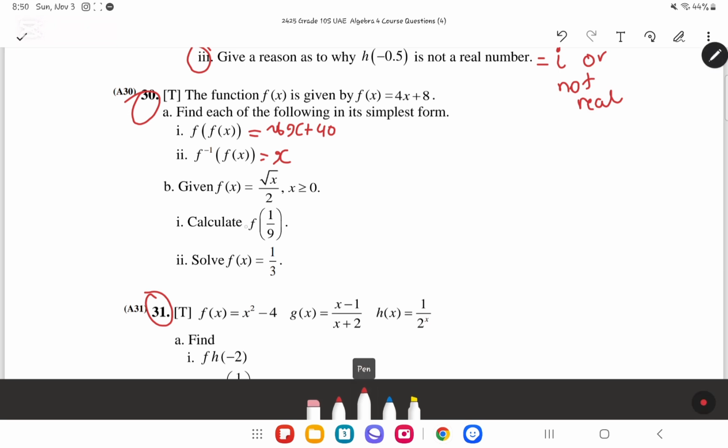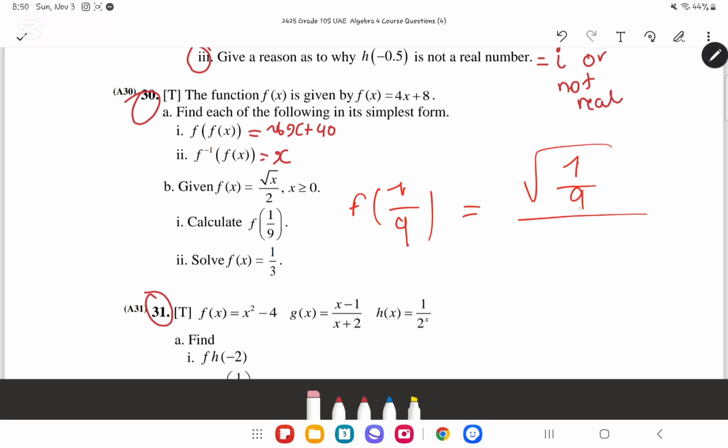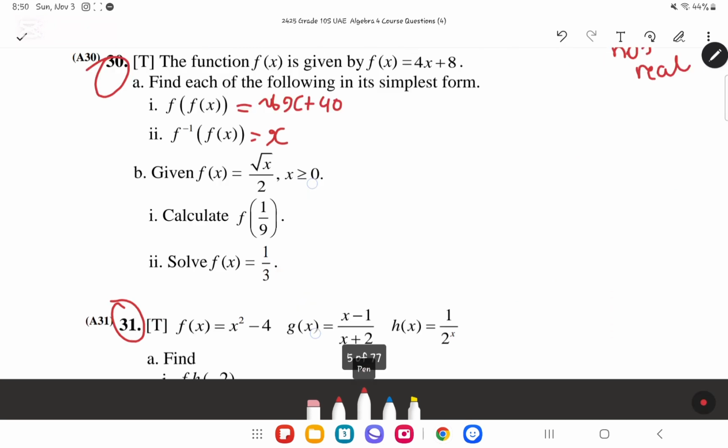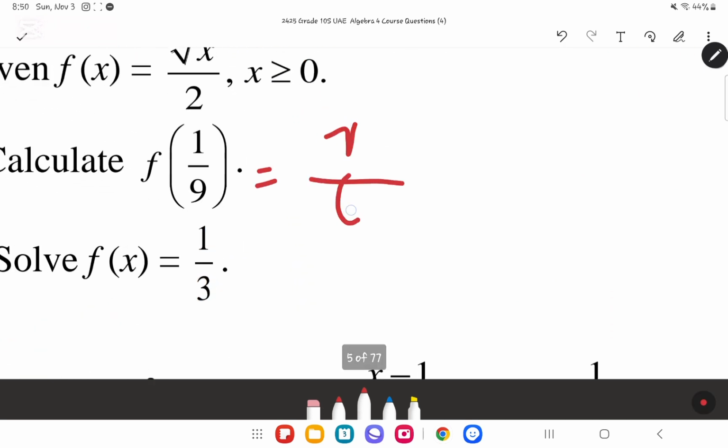Very simply, substitute 1 over 9 for x, so f(1/9). Actually, let me not use this. Let me use this. f(1/9) is equal to radical 1 over 9, over 2. Doing it, you're going to have radical 1 over radical 9. Radical 1 is 1, radical 9 is 3, over 2. So now you have 1 over 3 over 2, which is the same as 1 over 3 times 1 over 2, which is then 1 over 6. So for part I, we get 1 over 6.